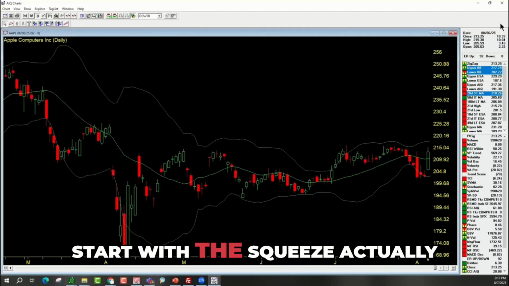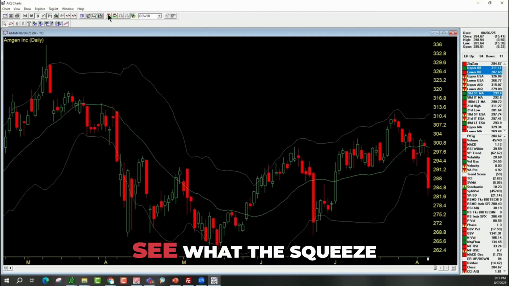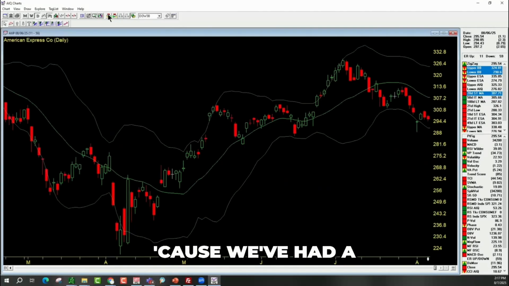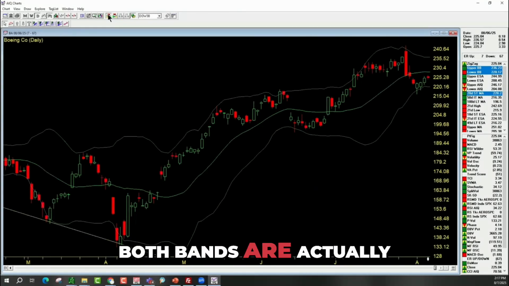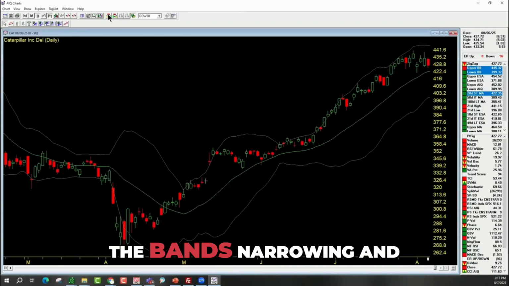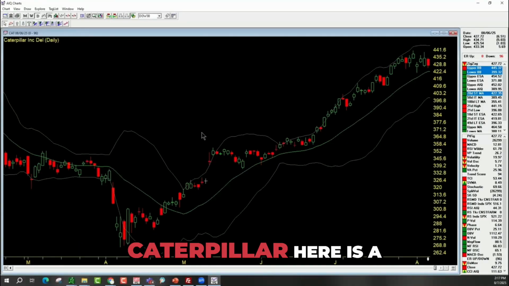So let's start with the squeeze. I'm just going to run through a couple of examples so you can see what the squeeze really looks like. We've had a couple of good ones recently. With the squeeze, remember, you're looking at the bands narrowing and coming together, especially after a consolidation period. Caterpillar here, so first off, what are we looking at?